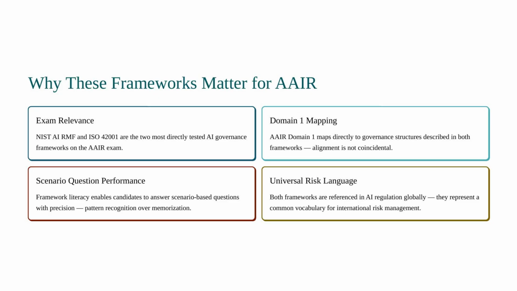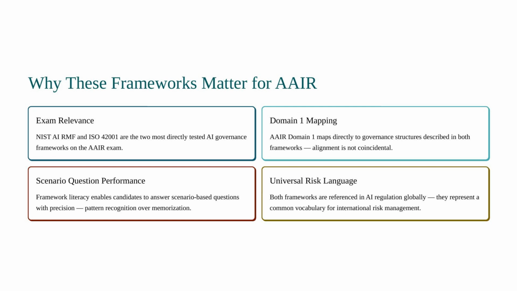NIST AI RMF is a voluntary framework developed by the US National Institute of Standards and Technology. It's organized around four functions: govern, map, measure, and manage. It's widely adopted globally, not just in the US, because it's principles-based and flexible enough to apply across sectors and AI system types. ISO 42001 is a management system standard, structurally similar to ISO 27001 for information security.